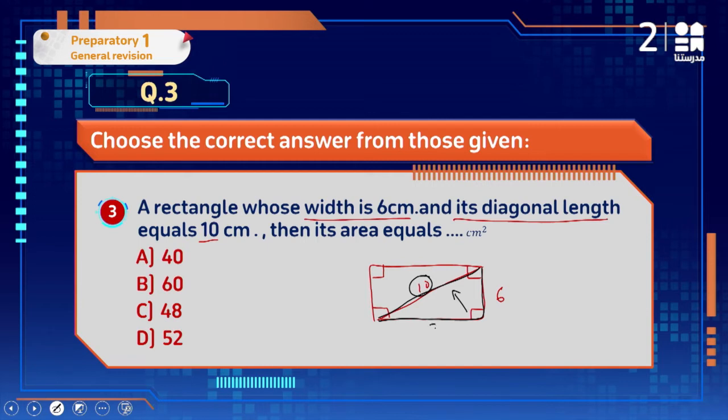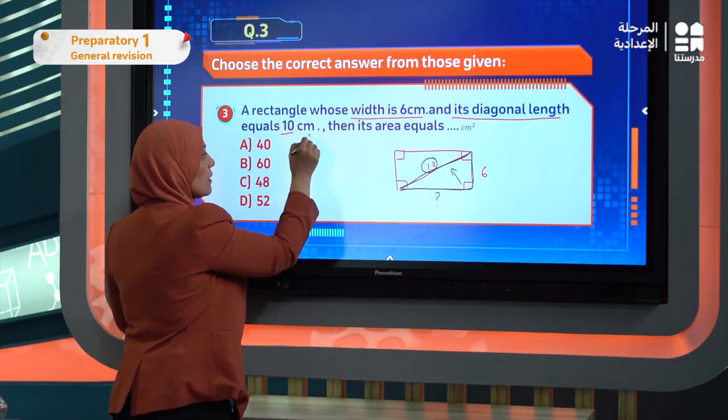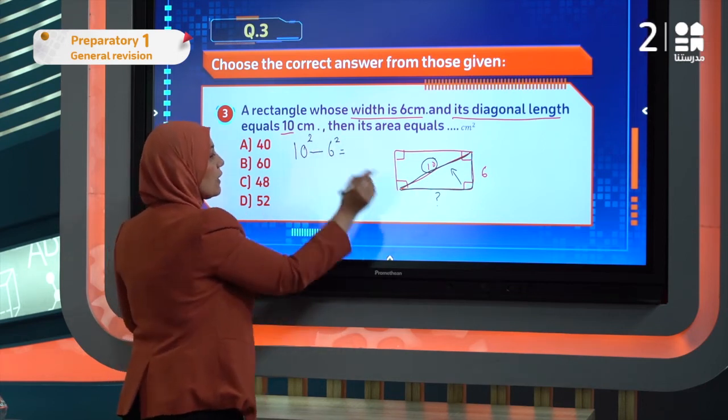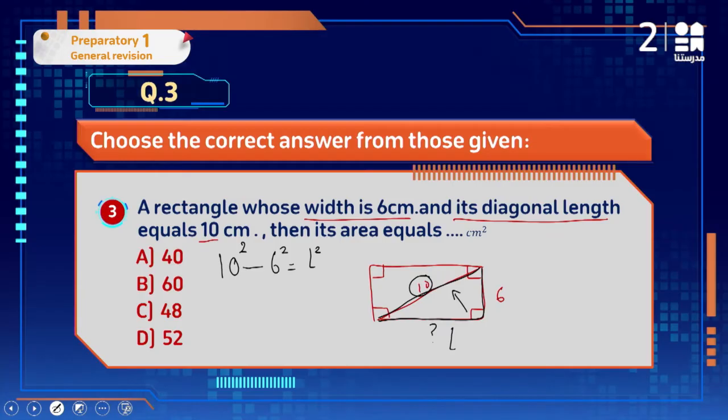So how can we find this side, which is the length of it, to find the area after that? If the hypotenuse is given, we have to start from it. 10 squared minus 6 squared equals the length squared. 10 squared, 100 minus 36 equals length squared, which is 64. So by taking the square root for both, the length is 8. So here we have 8.